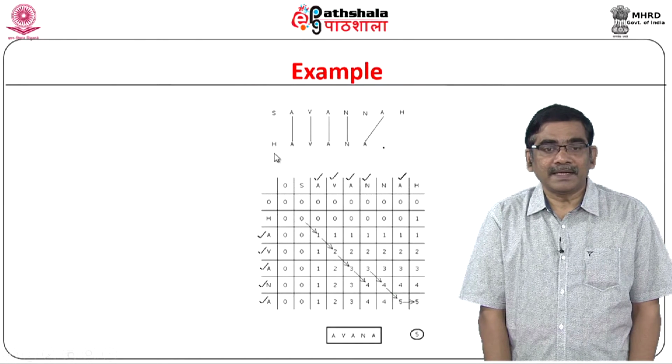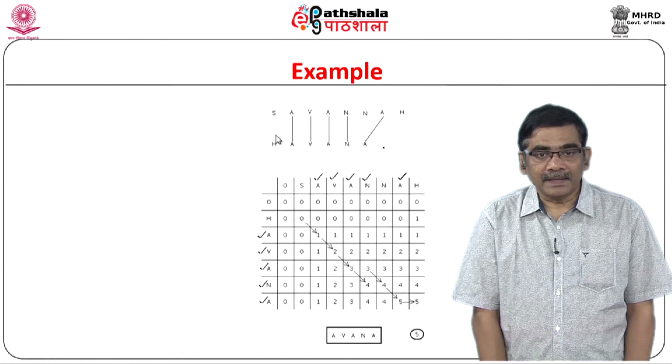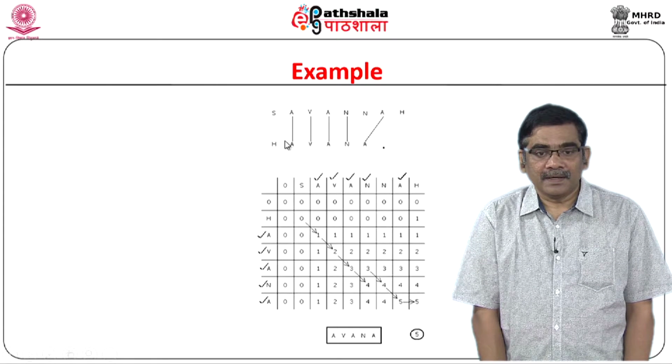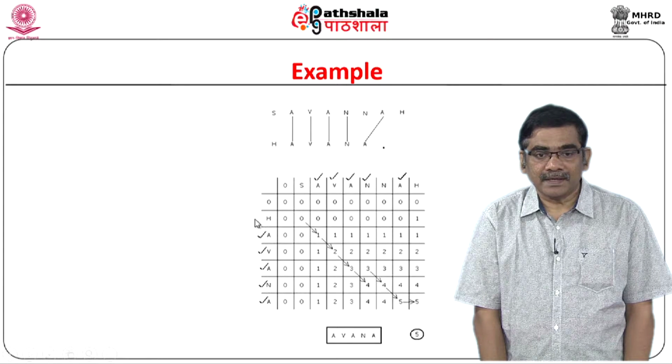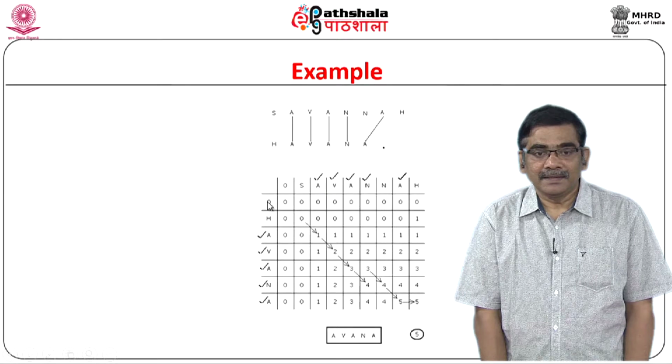Fine, this is the small example of the LCS problem. You can see it is Savannah and Havana. You see how it really works. So, I am putting that into the table. This is Havana, this is Savannah, this is 0 0, this is to take care of the empty string. So, you can see that all the rows and columns are initialized to 0 and we have to fill the remaining things.